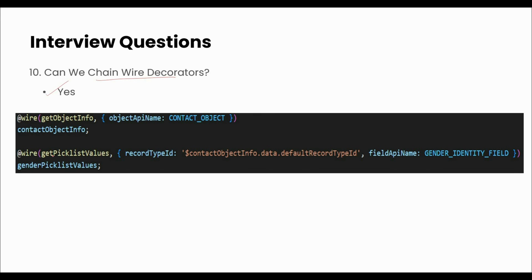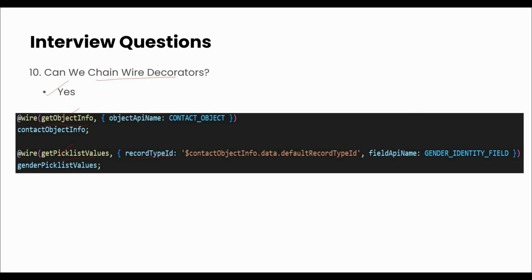Okay. Next question we have, can we chain wire decorators? Here chain means can we call one wire decorator after another? The answer is yes. How? Let's say we have a requirement to get picklist data in an LWC component. Then obviously we will use the getPicklistValues wired adapter, which is available in LDS. But this adapter requires a record type ID. And if you want to get the record type ID of an object, then you have to call another wired adapter, that is getObjectInfo, which means this wire decorator is dependent on the first one.